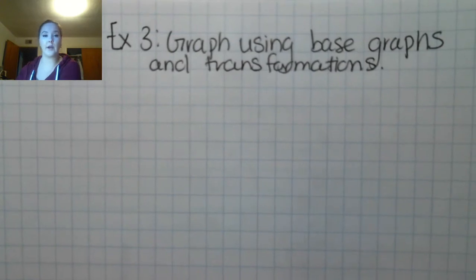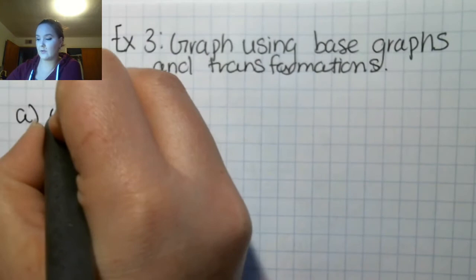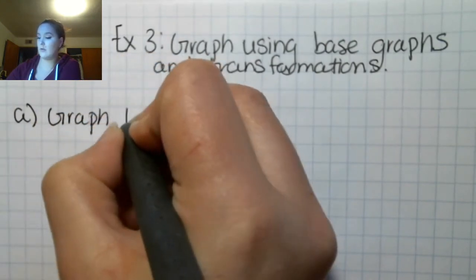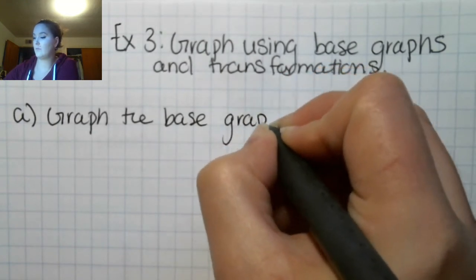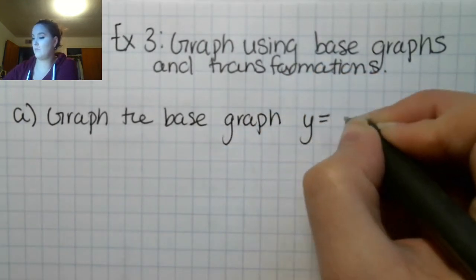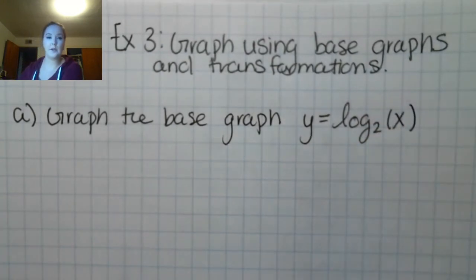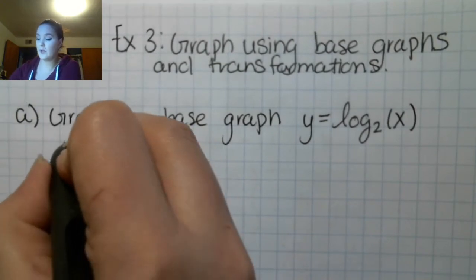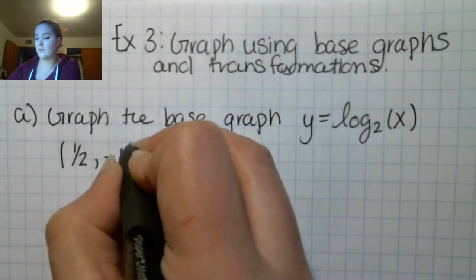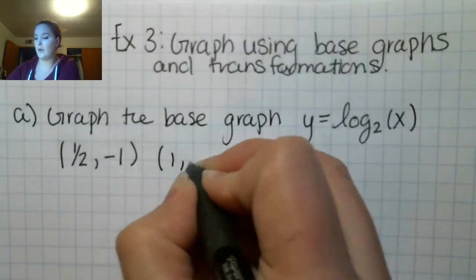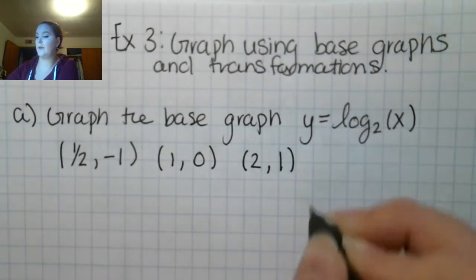Okay, so again, we're going to graph using base graphs and transformations. Part A is going to be to graph the base graph. Okay, and we're going to use log base 2. So our key points are going to be 1/2, 1 over the base, negative 1. And then 1, 0. And then the base, which is 2, 1.